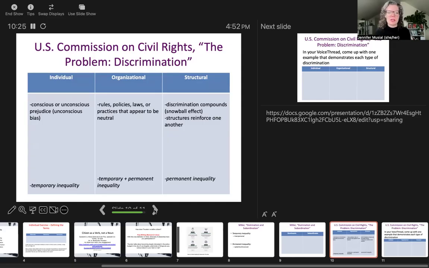Organizational discrimination is often about rules, laws, and policies, as well as practices that appear to be neutral. They appear to be race, class, sexuality, etc., blind. So they appear to be neutral. This, to me, seems like the hardest one to put your finger on and the hardest one to point out when it's happening. So this is both temporary and permanent at the same time. You could argue that it's either or both.